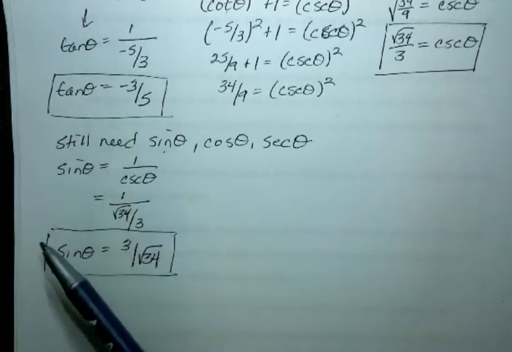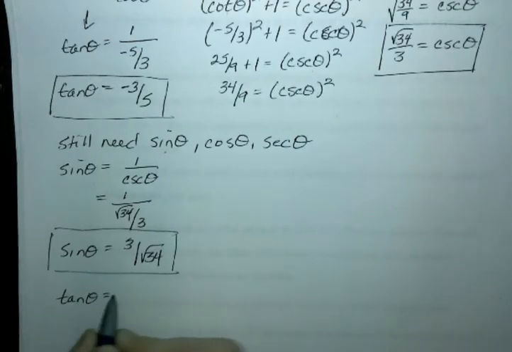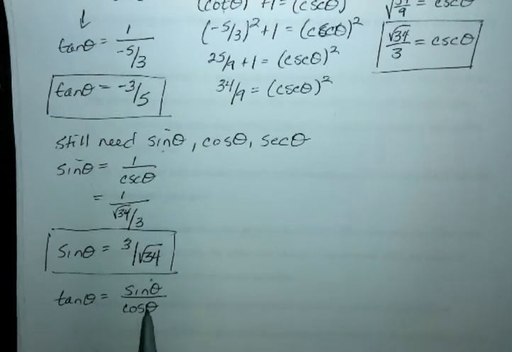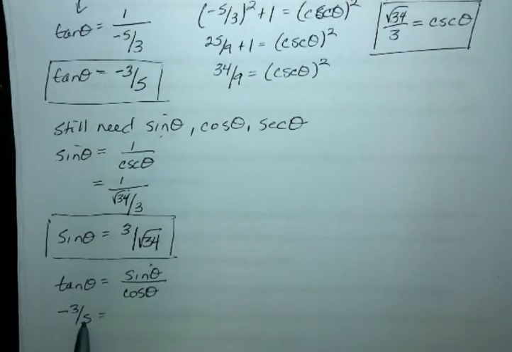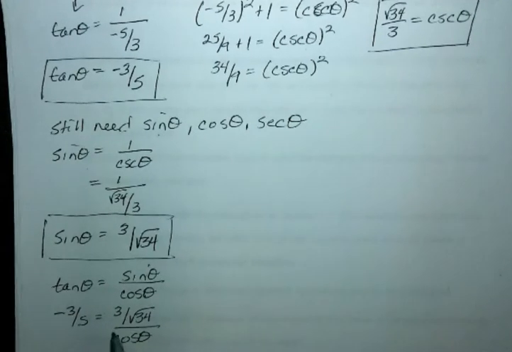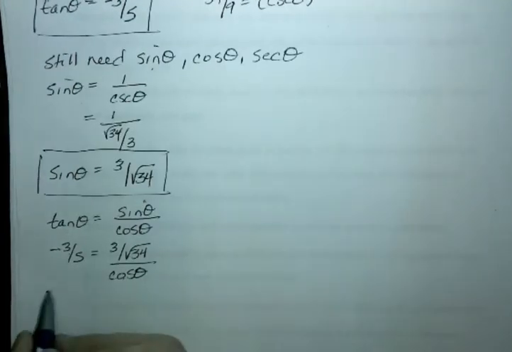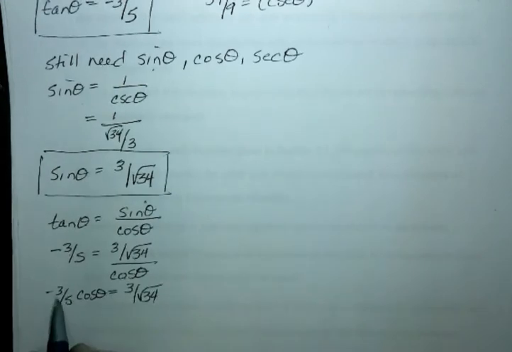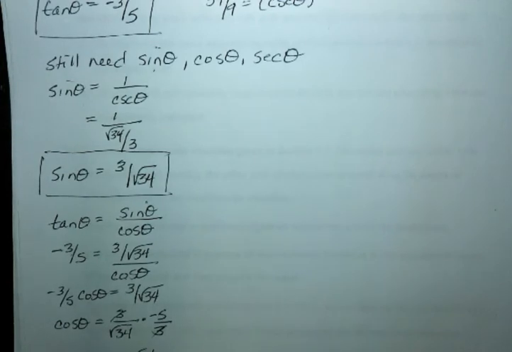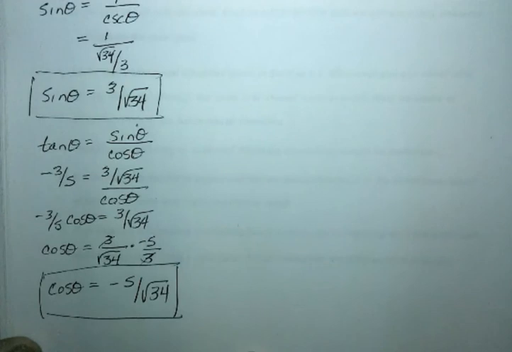Since we know tangent, we could use this one. Tangent is sine over cosine. Since we know both tangent and sine, we could use that and solve it for cosine. We can plug in the negative 3/5 for tangent and 3 over the square root of 34 for sine. Then we're solving this for cosine. If we multiply both sides by cosine, then we're dividing both sides by negative 3/5, which is the same as multiplying both sides by negative 5/3. The 3's will cancel, and we end up with negative 5 over the square root of 34. There's our value for cosine.